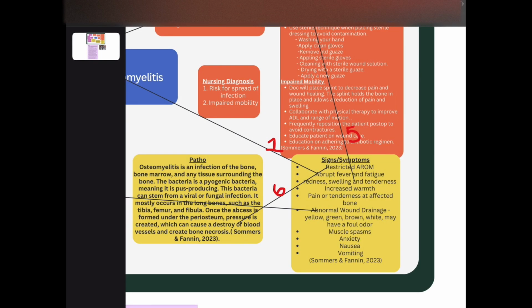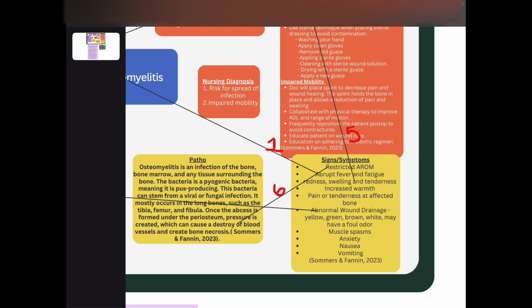Okay, so there are going to be some signs and symptoms that we want to look out for when a person does have osteomyelitis. Some of those include restricted AROM. Obviously, this infection is very, very painful, and because of that abscess that is formed underneath the periosteum, that's gonna hurt when a person tries to move. That's gonna hurt really, really bad. So sometimes the person will just try not to move as much, or they'll try to compensate, so they'll change their posture or the way they do their ADLs because of the pain.